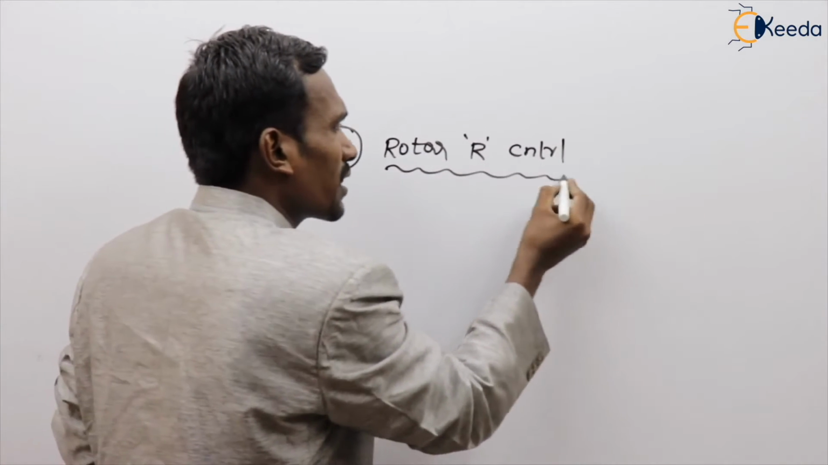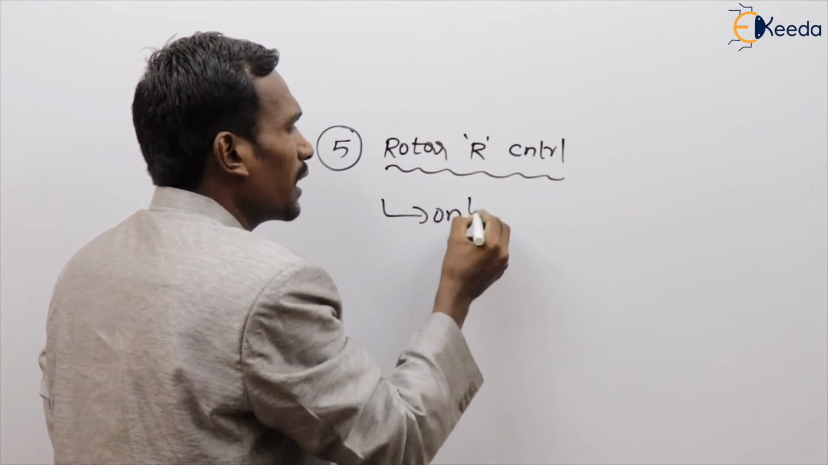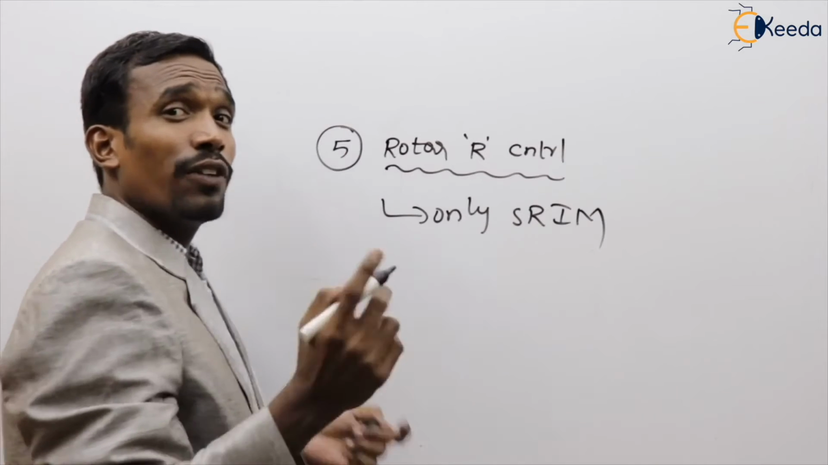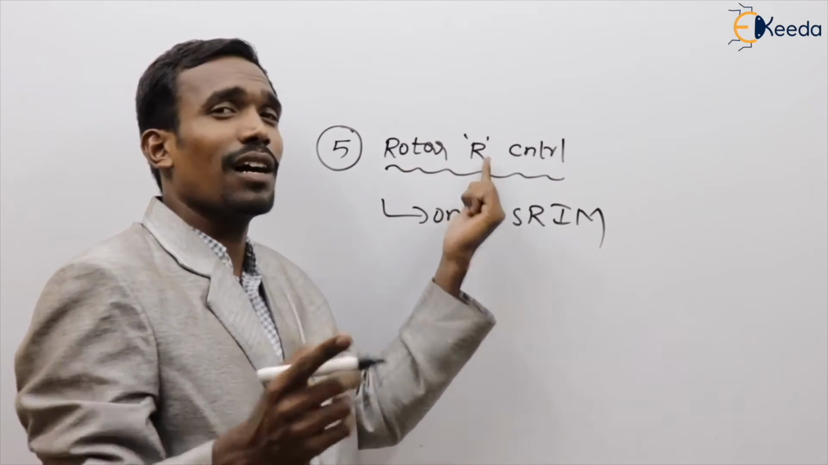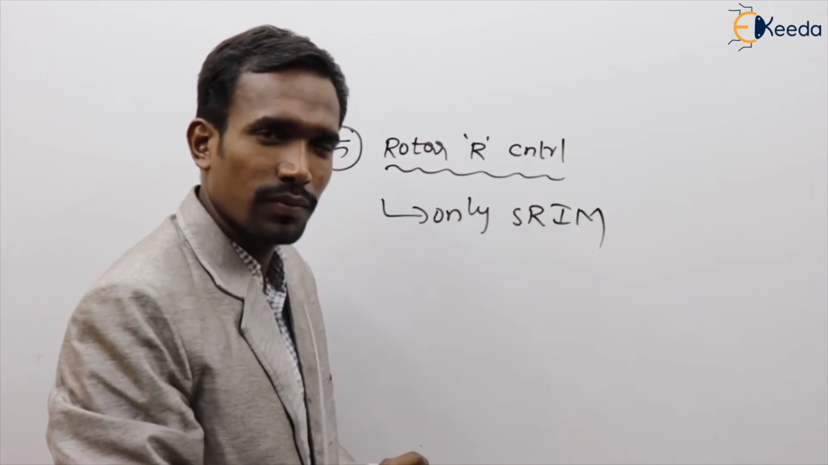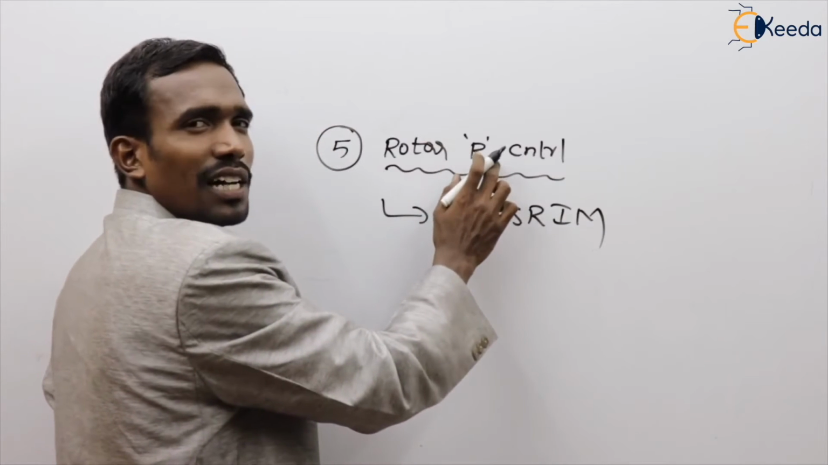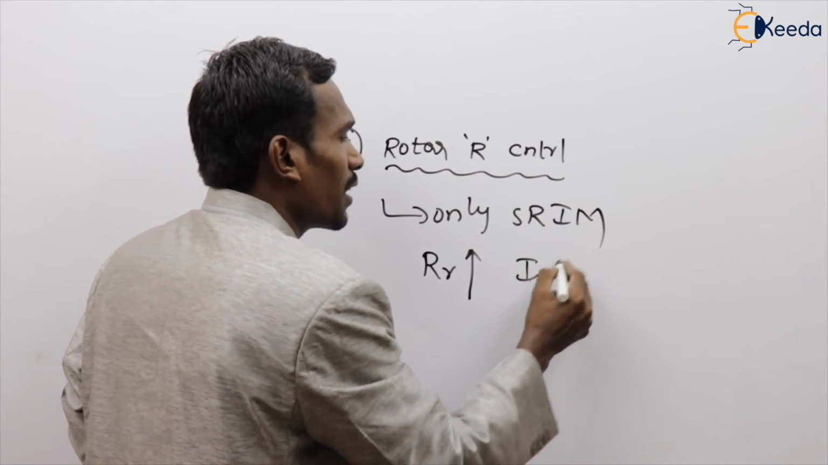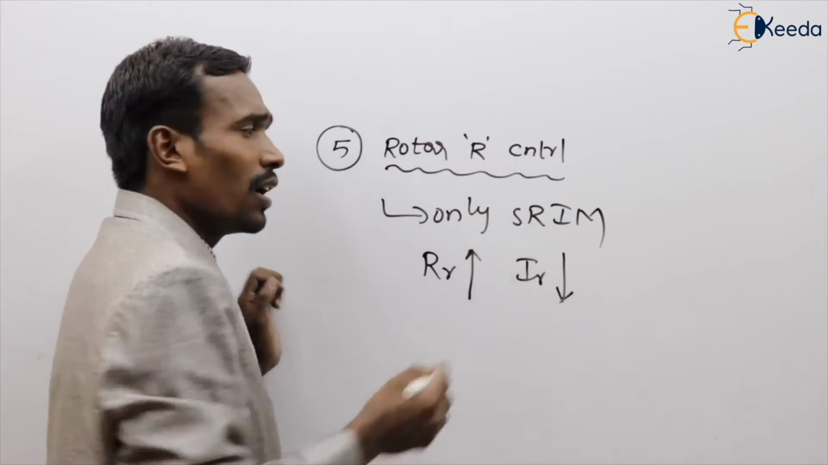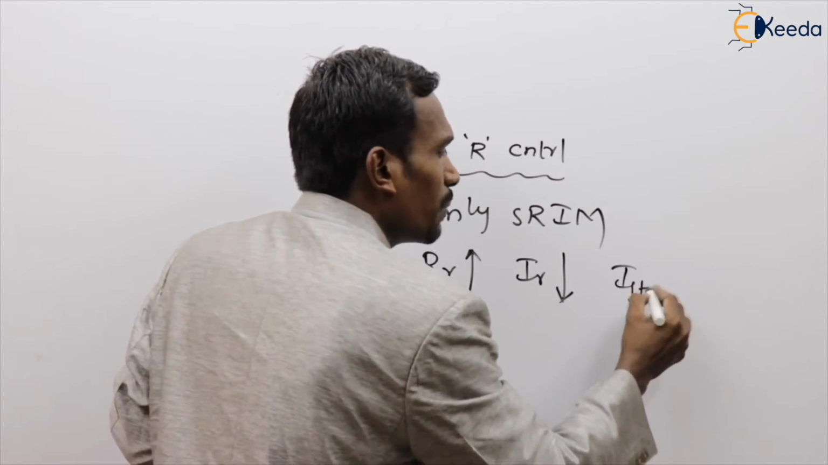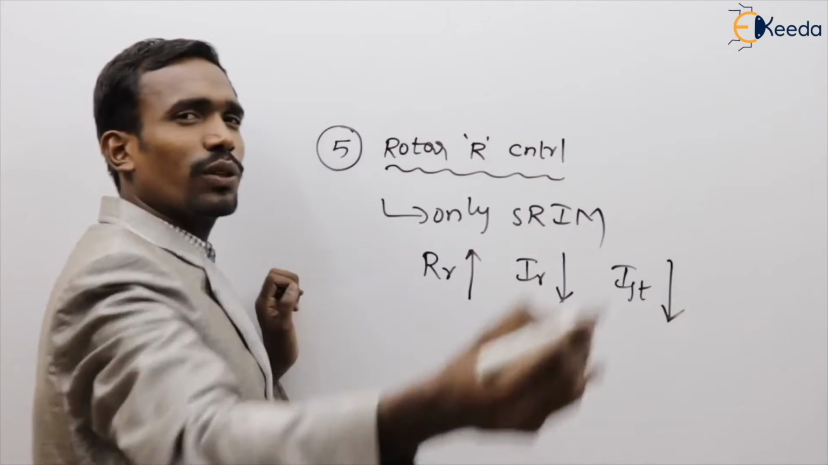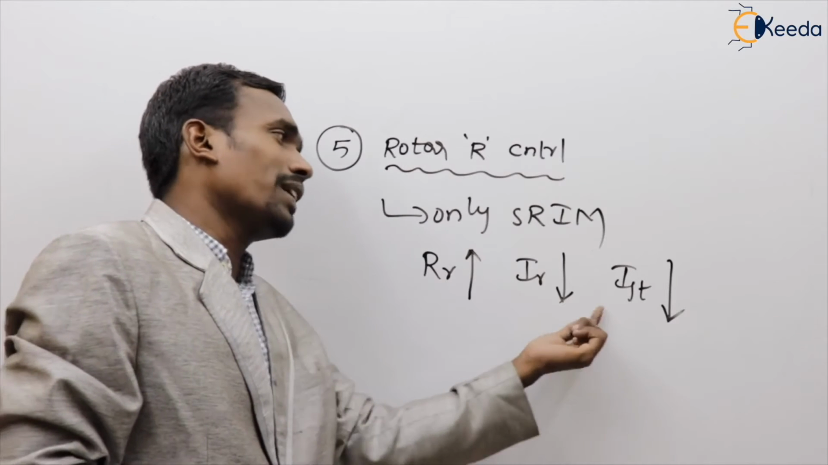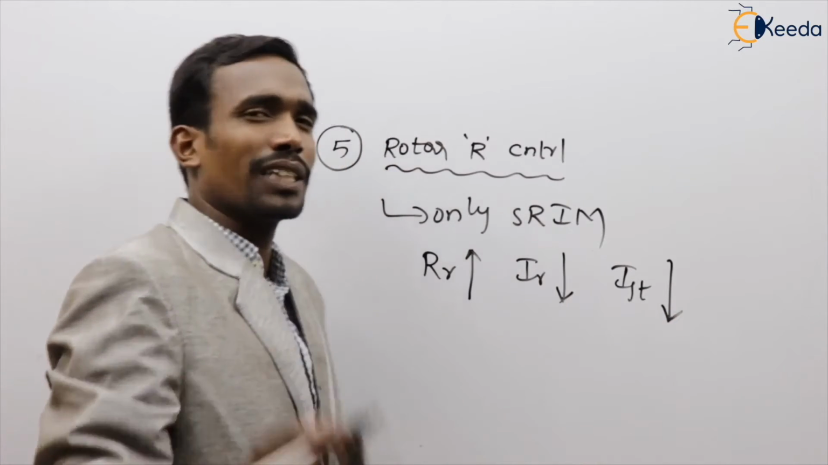Generally, the rotor resistance control starter is only applicable for slip ring induction machines, because we cannot control the rotor resistance of a squirrel cage induction machine. In a slip ring induction machine, if rotor resistance increases, the rotor current reduces. If rotor current reduces, automatically the stator current also reduces.